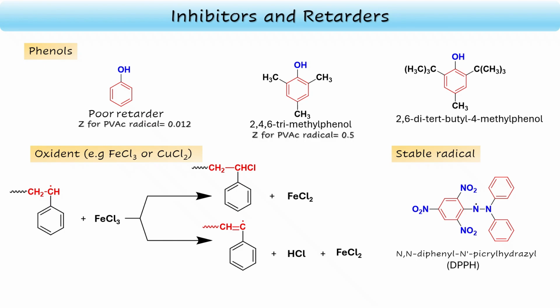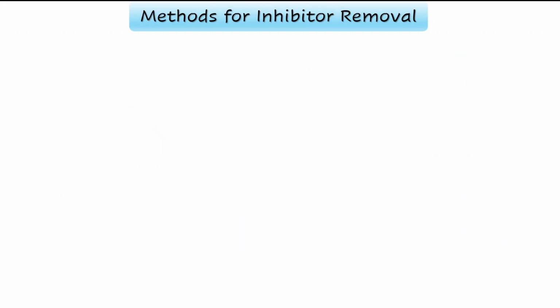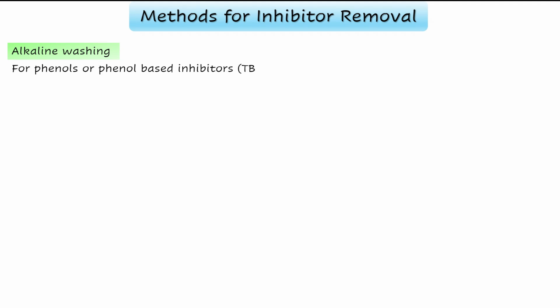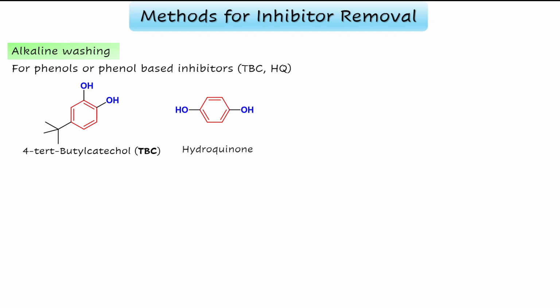As I mentioned before, inhibitors are deliberately added to monomer to avoid autoinitiation and self-polymerization. So in order to polymerize them, we have to remove the inhibitor before the reaction. There are several ways to remove inhibitors. The first method is alkaline washing. This is useful for phenolic inhibitors like TBC and hydroquinone. This purification is based on the principle that phenolic inhibitors become water soluble as phenoxide ions in basic condition and can be separated out by solvent extraction.